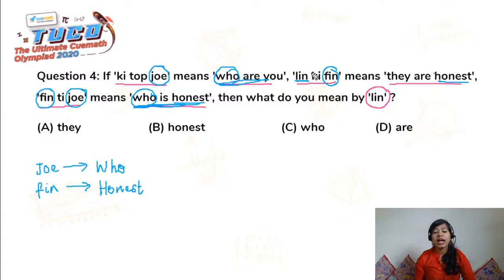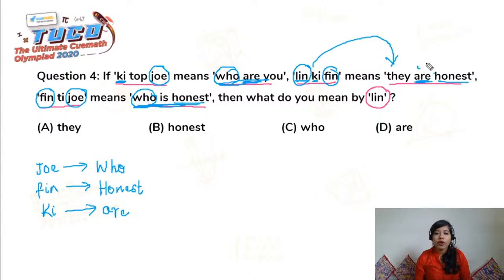Okay. Now we do not know what Lin is. Let's try to do something. Let's try to map "they are honest" and "who are you" as well. So out of these two statements, I can see "are" is the one which is common in these two statements. So out of Lin Ki Fin and Key Top Joe, which is a common word? I see that Key is the common word. Key and Key. So can I say that Key is assigned to "are"? Because "are" is the common word in the mapped statements. So definitely the word which is left out, Lin, should be going to "they."